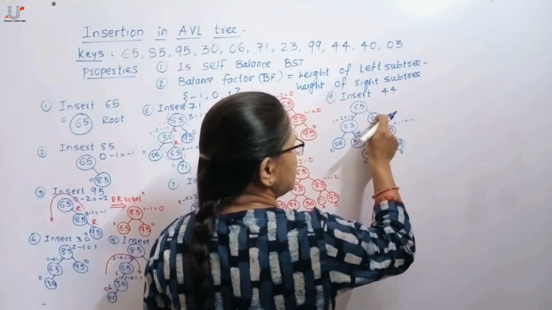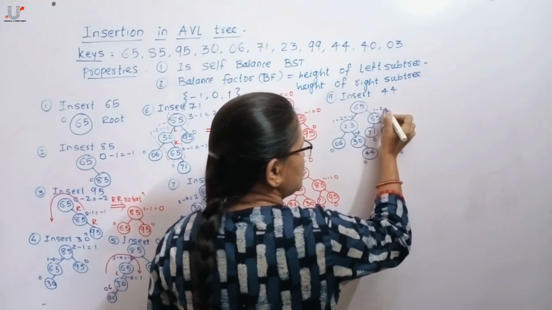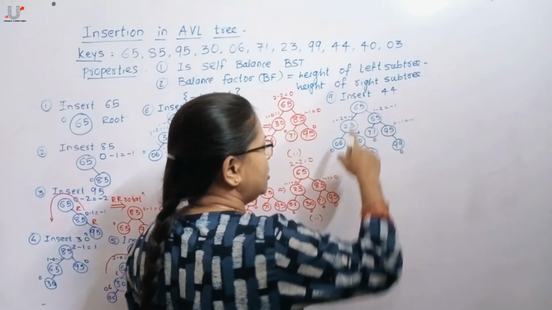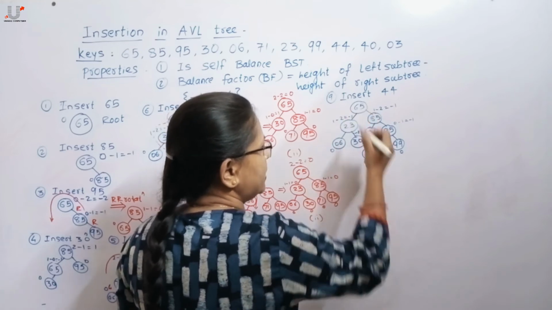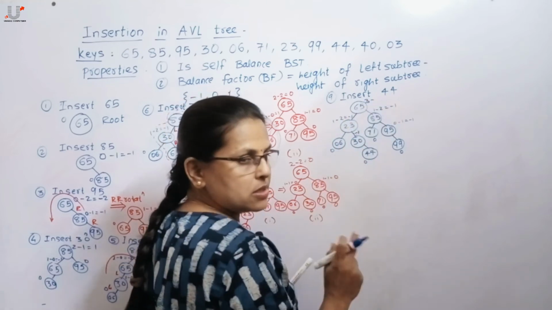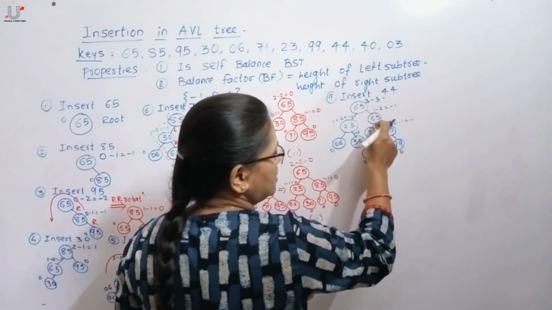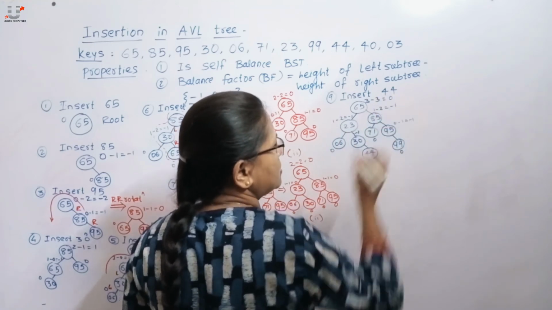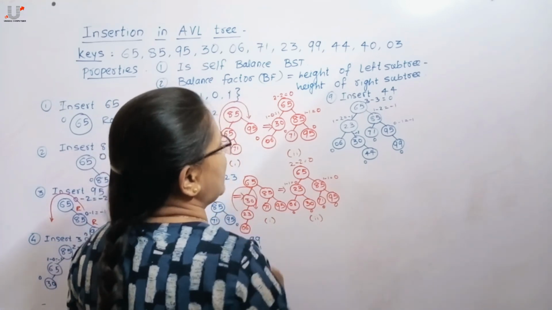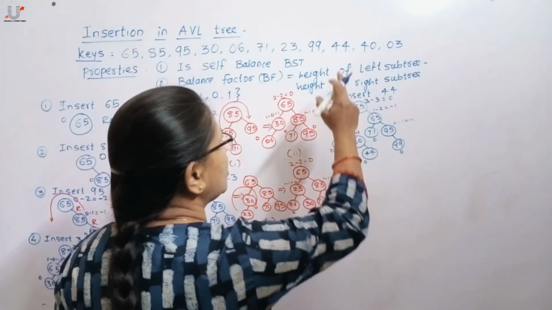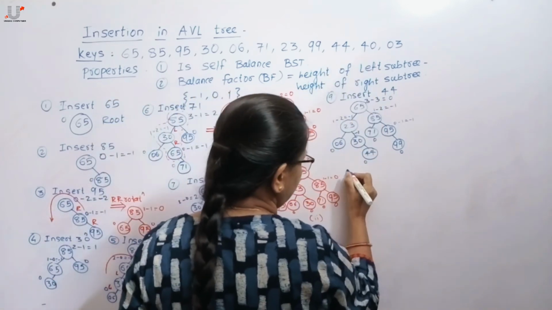For 85, height of left minus right subtree, 1 minus 2, so the balance factor is minus 1. For 65, maximum height for the left subtree is 3, minus maximum height for the right subtree, so 3 minus 3, it's 0. So the tree is still a balanced tree. Next, now we have to insert 40.